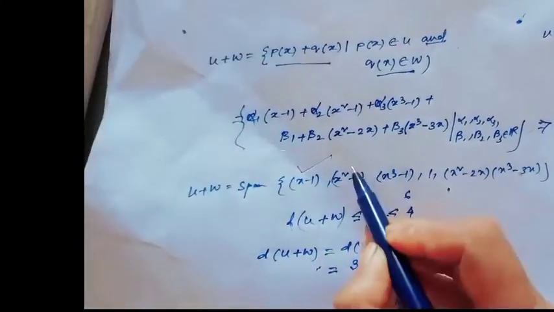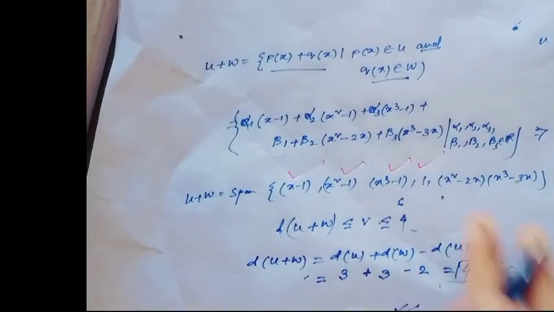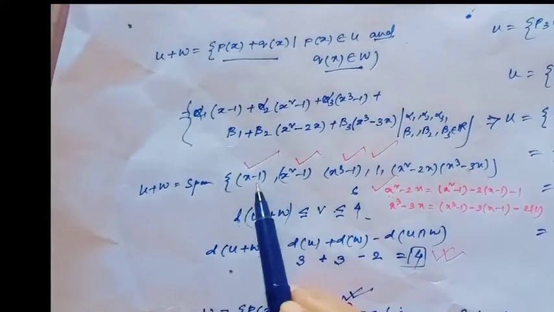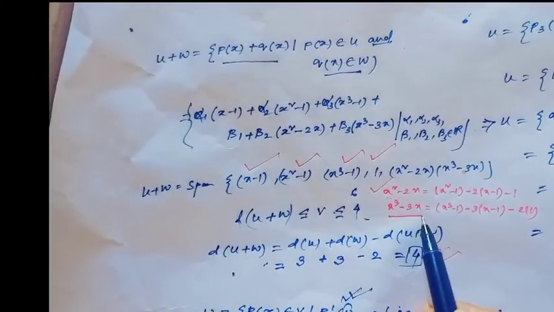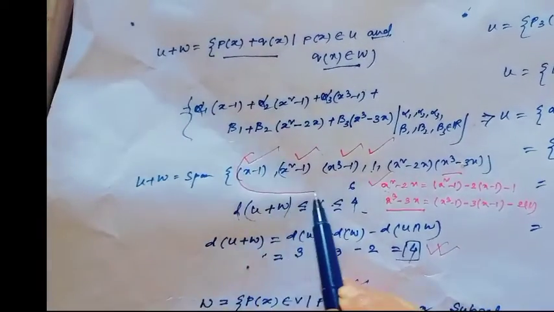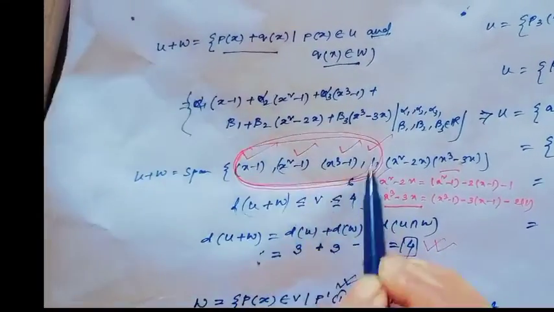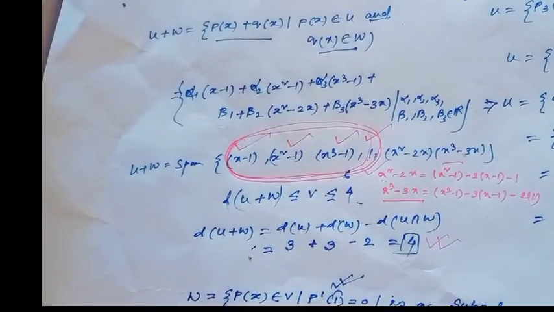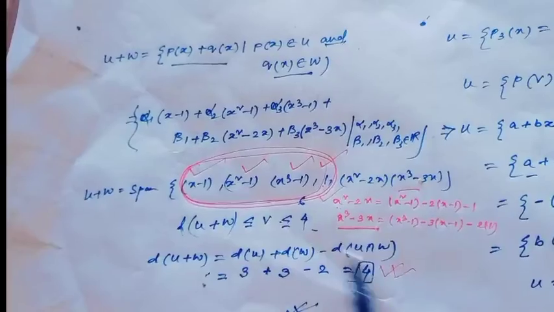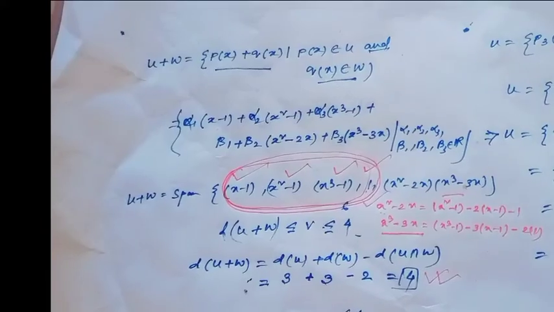And notice here these 4 vectors will always be linearly independent. And these 2 vectors, x square minus 2x, is a linear combination of these polynomials. Also x cube minus 3x is a linear combination of these polynomials. That means the basis vectors of U plus W will contain these vectors, and these vectors are linearly independent. So this is the basis. Here dimension is 4. That means this is actually the basis of the main vector space V.